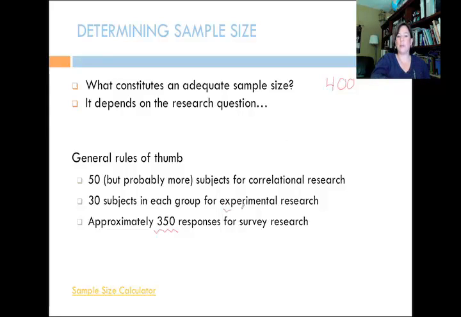When we're talking about experimental research and you're looking at, let's say, comparing the outcomes for two different groups in experimental research, you need about 60 people, because you need about 30 people in each group of your experiment. You need about 60 people total. When it comes to correlational research, one general rule of thumb is needing about 50 cases in order to do correlational research.